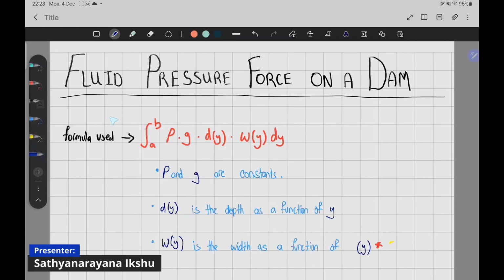Today we're going to learn how integrals or integration can be used to find out the fluid pressure force on a dam. The formula we use here is the one given right here.